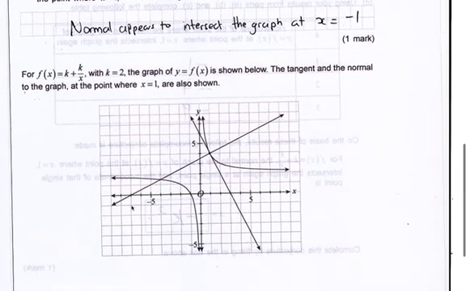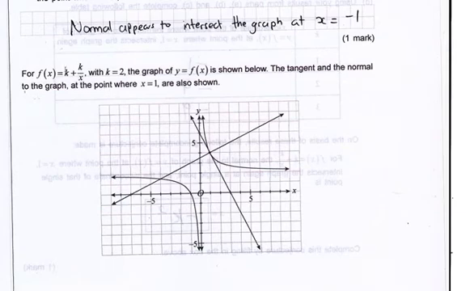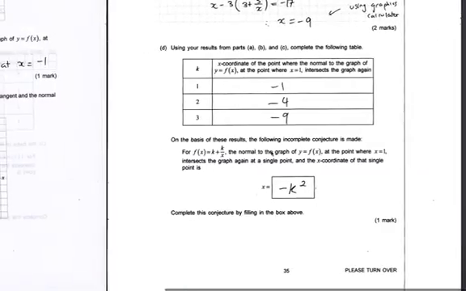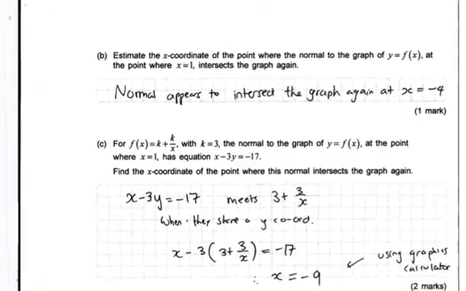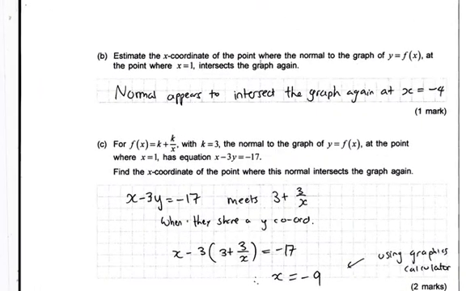Do the same for this time k equals 2, so imagine there's a 2 in there both times, look for where the normal intersects, and you can see it's roughly an x-coordinate of negative 4. Going on to the other side, we write that down because that's what was asked.